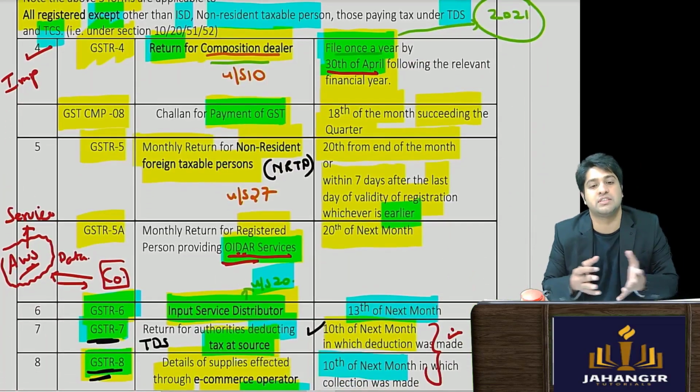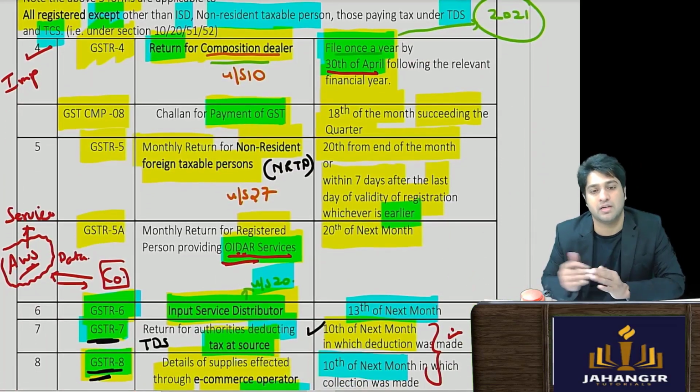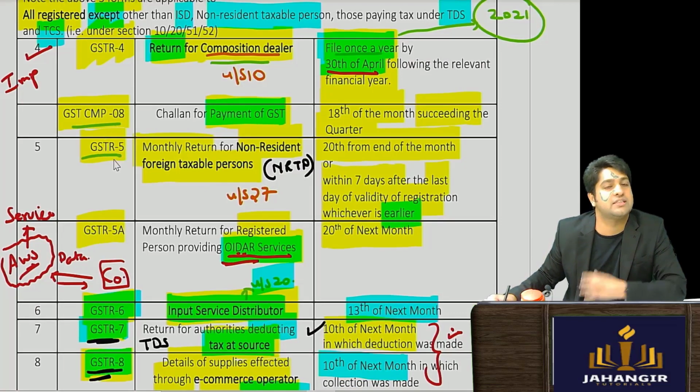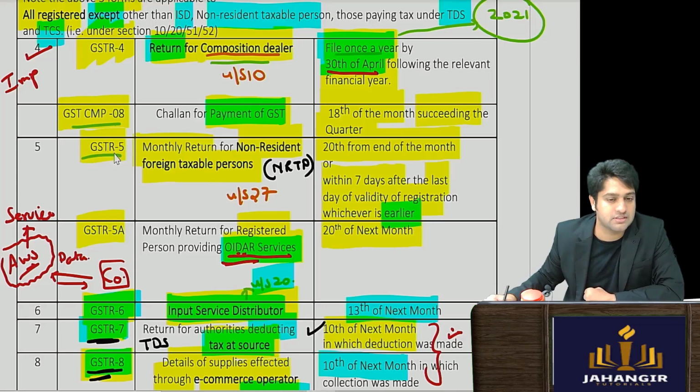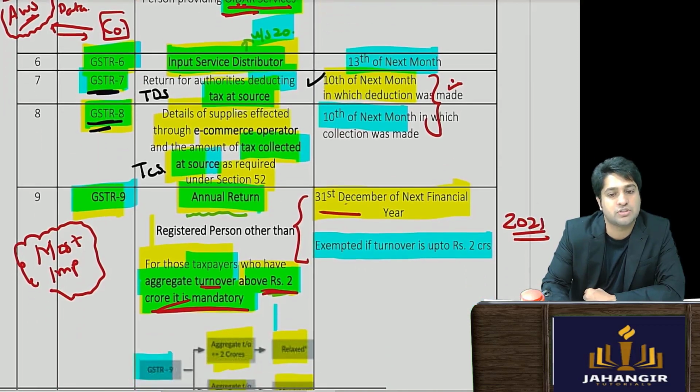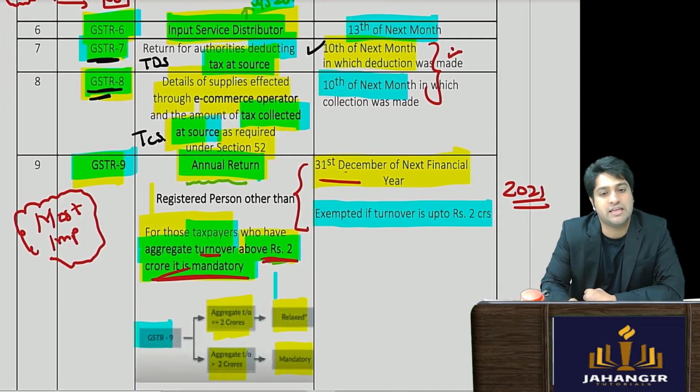GSTR 4, since it's amended, it is important that you make the payment. Composition dealers make the payment in CMP 08. Non-resident taxable person is in GSTR 5. OIDAR services in 5A. 6 is input service distributors. 7 is your TDS. 8 is your TCS.